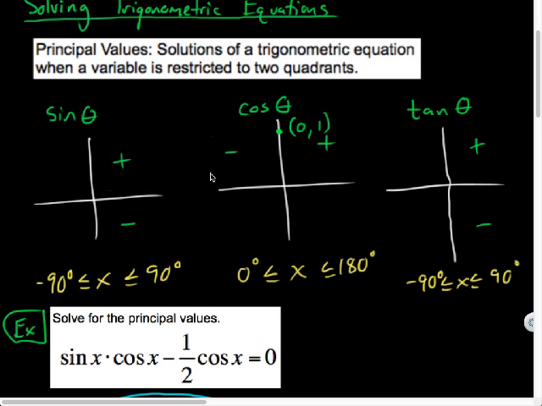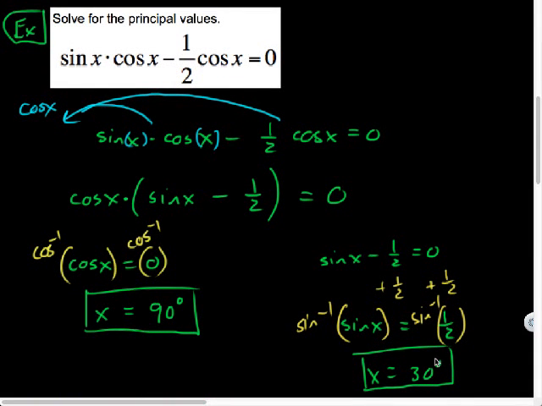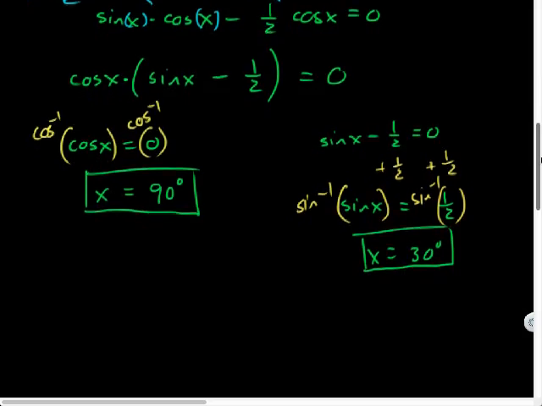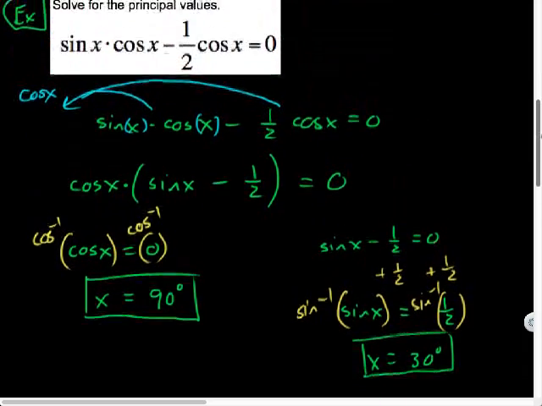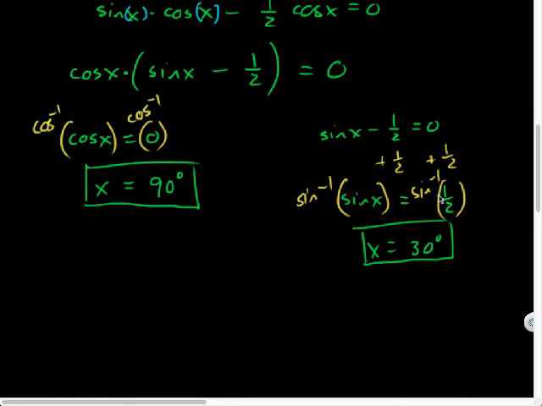So the idea behind principal values is it restricts our answers so we don't have a whole bunch of answers. We just get one. What about 330 before? Nope, because sine is negative in that quadrant. If it was sine inverse of negative a half, then I would have had 330 degrees or negative 30 degrees or something like that. Yep. So let's look at another one.